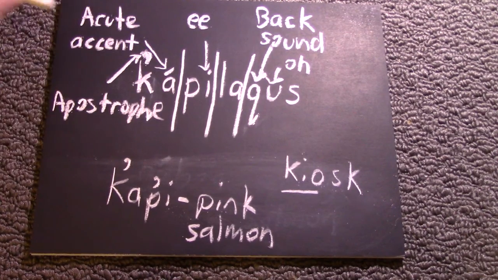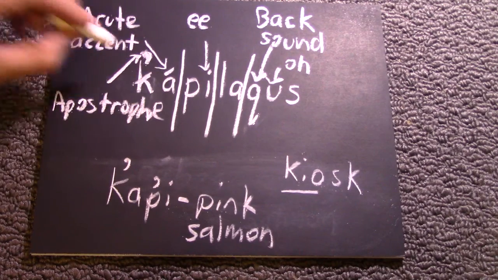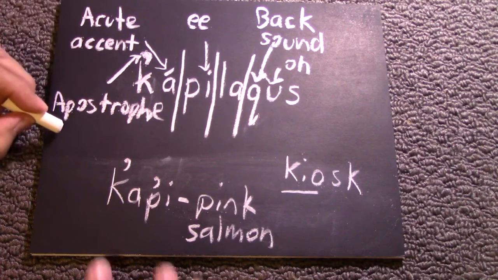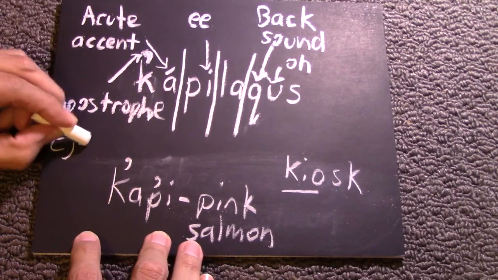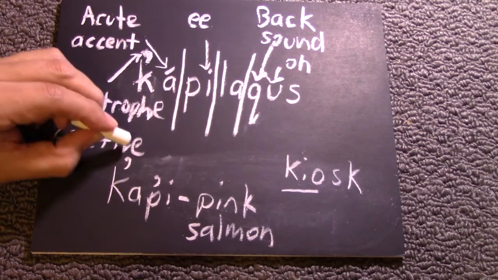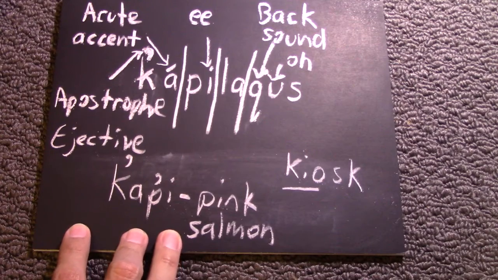That's if it's followed by an A. If it's followed by a U, it makes a Q sound, like the word cube in English. But since it's followed by an A here, it makes a kya, and it's an ejective K. That's what we call that, ejective. So it's more pronounced. It sounds like kya, kapilaqus.